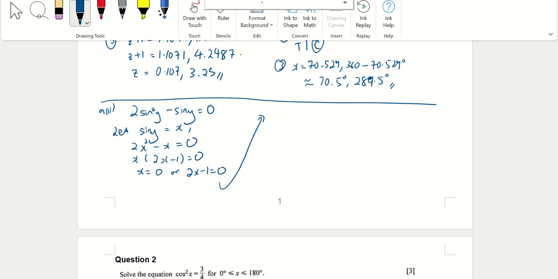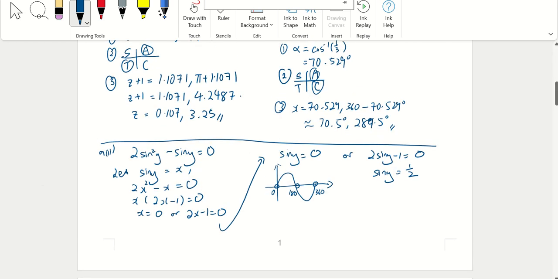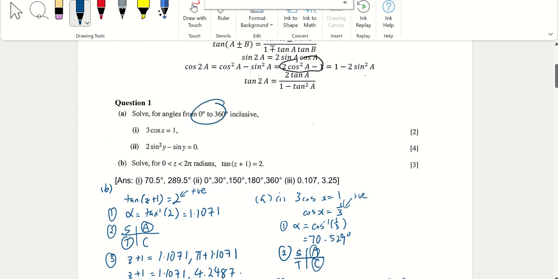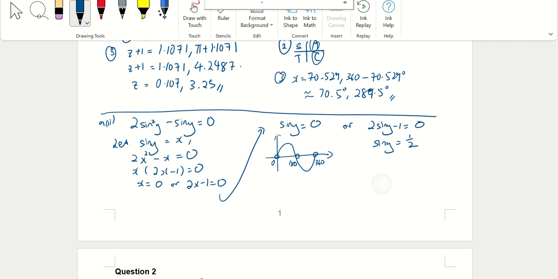Once I have my x solution, I can bring back my sine y. So sine y equals 0 or 2 sine y minus 1 equals 0, so sine y equals half. For sine y equal to 0, if you look at the sine graph, these are the 3 points where sine y is 0: 0 degrees, 180, and 360. My range is 0 to 360, so I cannot include the 0 and 360. So my y is 180.